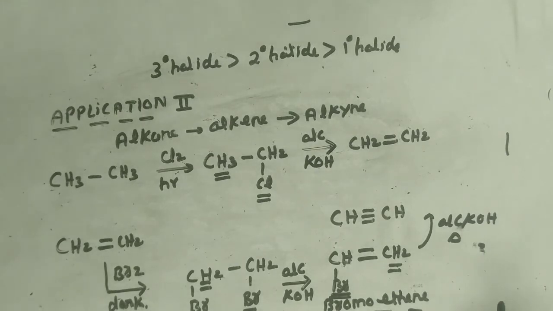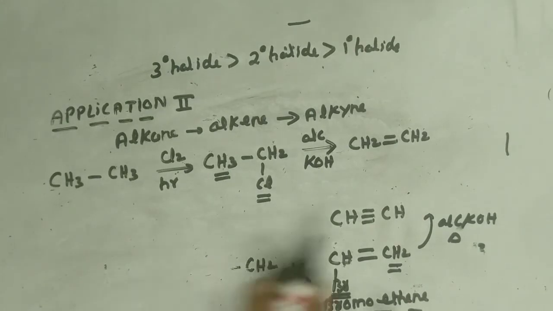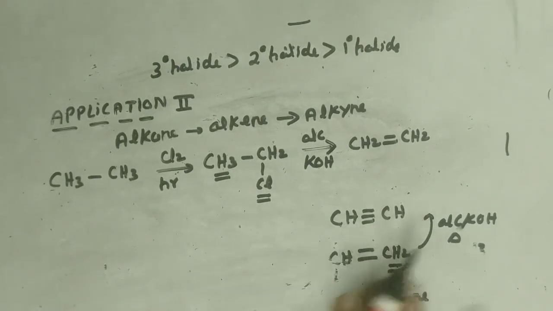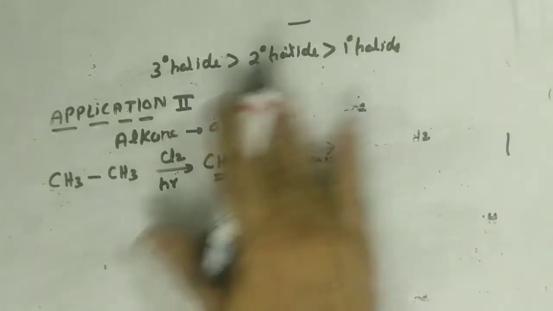So we have discussed two applications of dehydrohalogenation reaction. Number 1, we can change the position of the halogen. Number 2, we can convert alkane into alkene, and we can convert alkene further into alkyne. So this was the second chemical property of haloalkane, namely the dehydrohalogenation reaction, an example of beta elimination reaction. From one carbon, you remove halogen. From the adjacent carbon, you remove hydrogen, and you get the formation of a multiple bond.